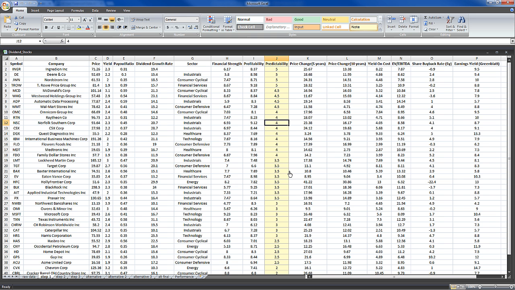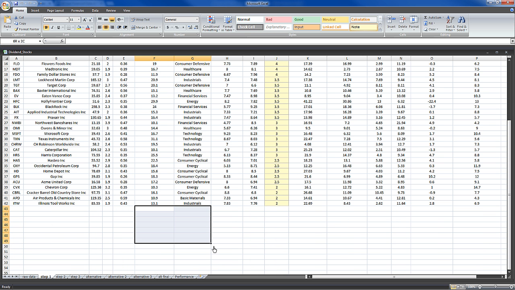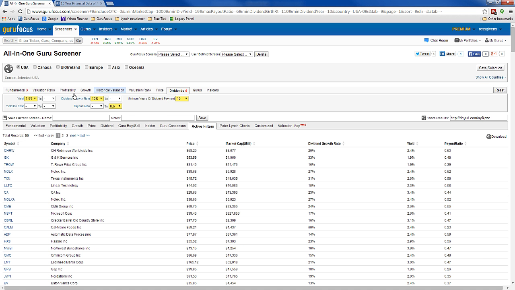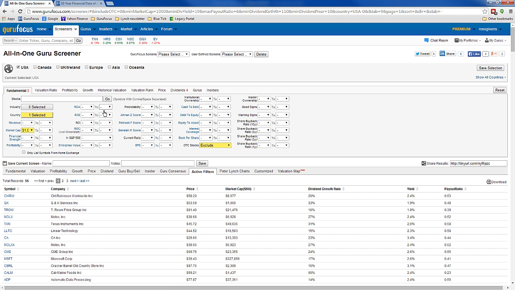All right, everybody follow me so far? I just sorted by predictability and then deleted these down here. And you can do the same thing in the screener if you want. If you want to just come in here and select your predictability to 2 or higher, you can do that.